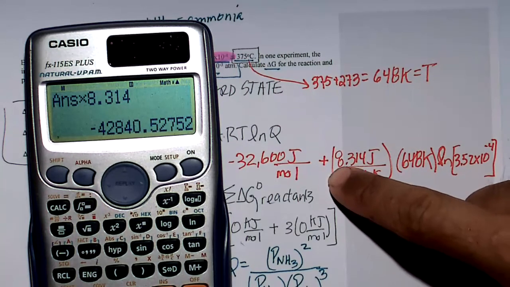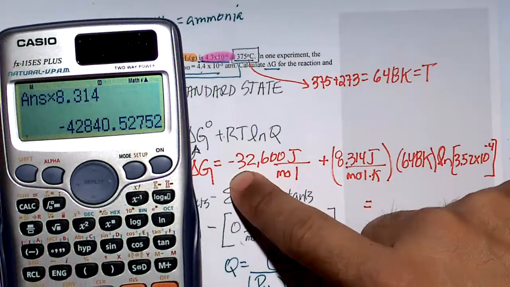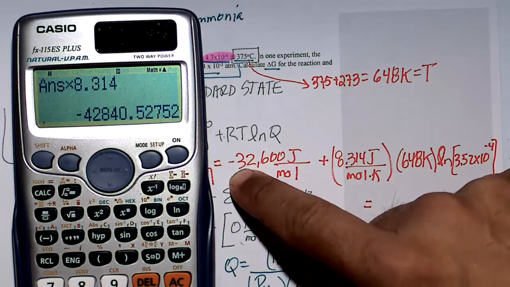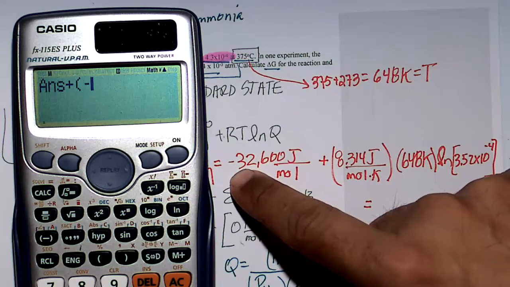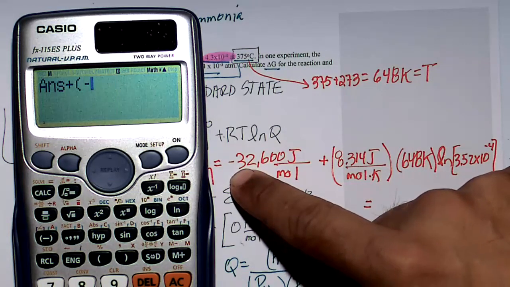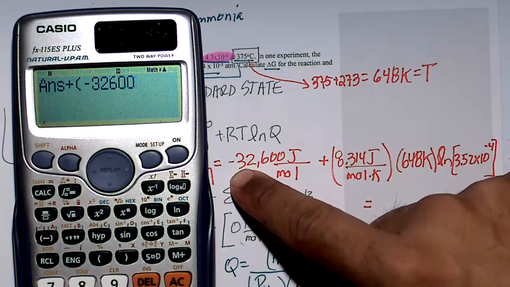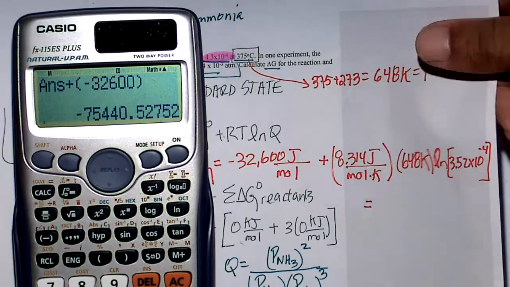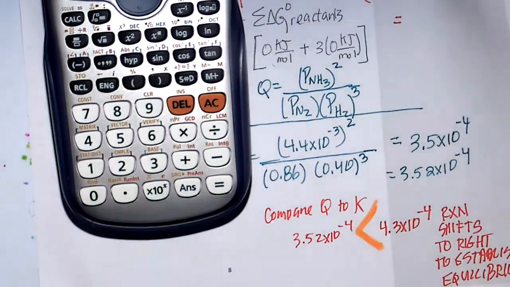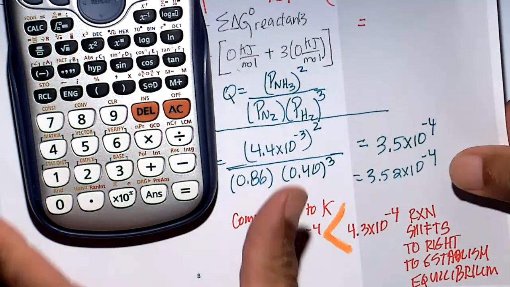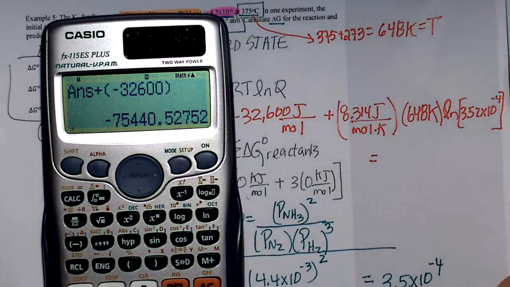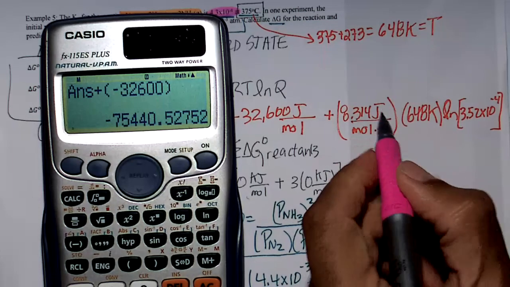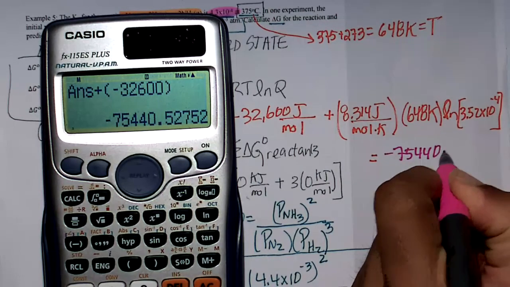negative 42,840, negative, plus another negative, so plus a minus, you can just go with minus 32,600, and I think that should be my answer. Yeah, minus 75,000. See, it's negative, exergonic. The Q rule tells us the reaction is going to shift to the product side, remember? So if it shifts to the product side, that means the delta G will be negative. So everything sort of checks together. So it's minus 75,440 joules per mole.